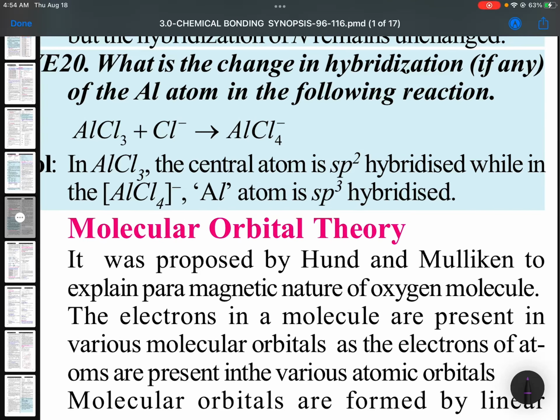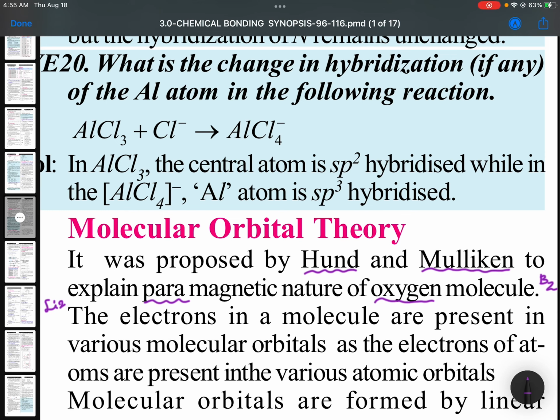Molecular orbital theory, chemical bonding, class 11. It was proposed by Hund and Mulliken to explain the paramagnetic behavior of oxygen as well as the boron molecule B2, and about the metallic bonding also, like Li2, how these bonds are going to exist.